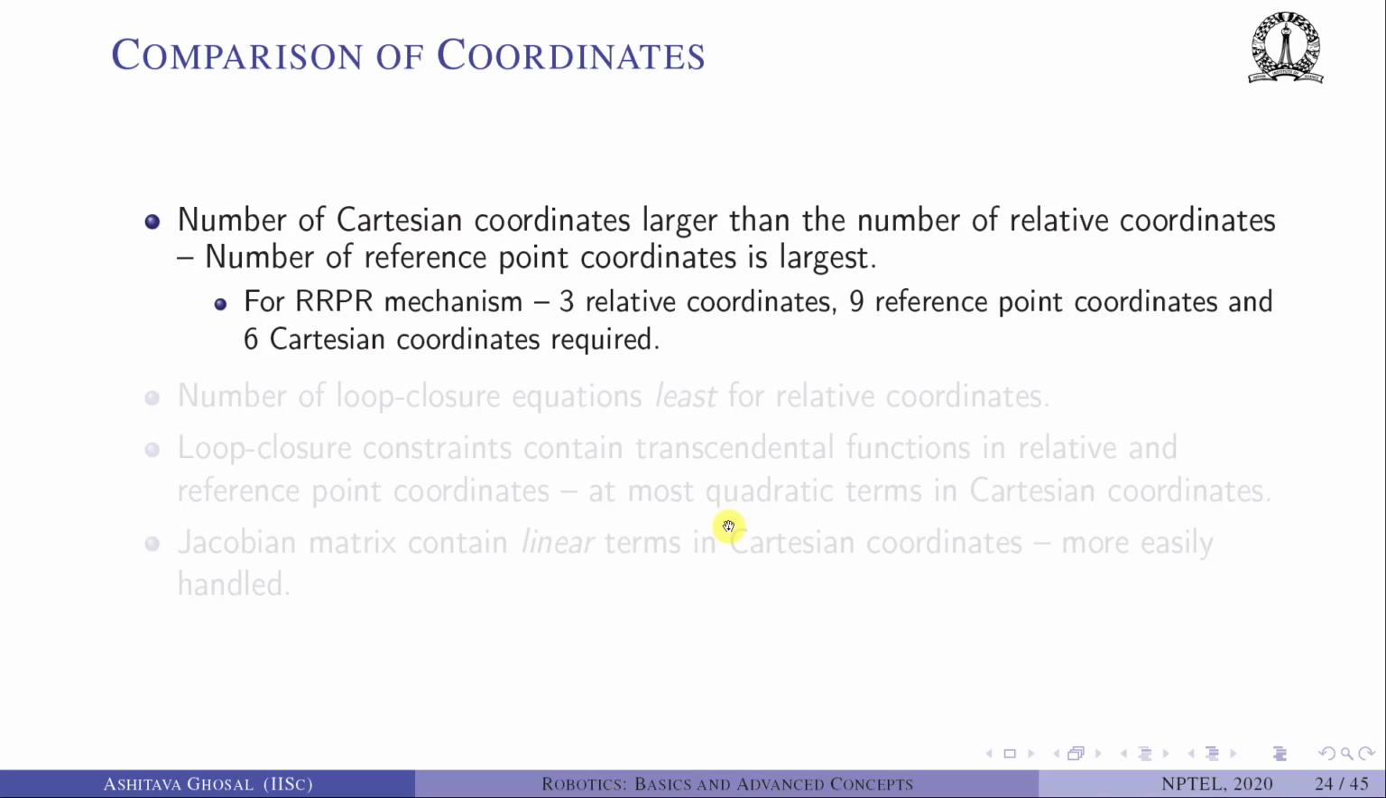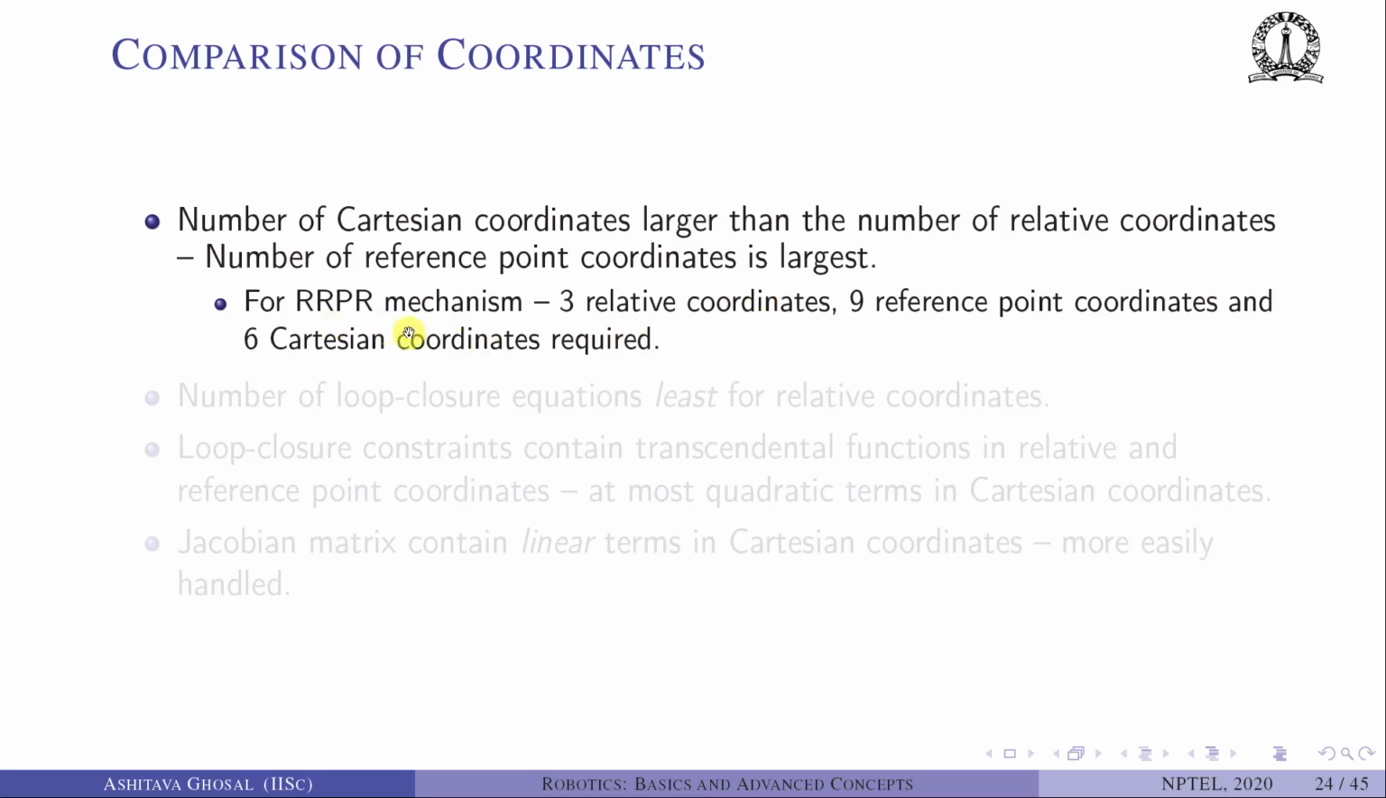Okay, quickly let us take a look at the different kinds of coordinates and their comparison. As I said, the number of Cartesian coordinates is larger than the number of relative coordinates. Why? Because in relative coordinates you have only relative degrees of freedom. The number of reference point coordinates is the largest because reference point coordinates have x, y and phi, whereas Cartesian coordinates have only x and y, whereas relative coordinates have just one variable, either phi or d.